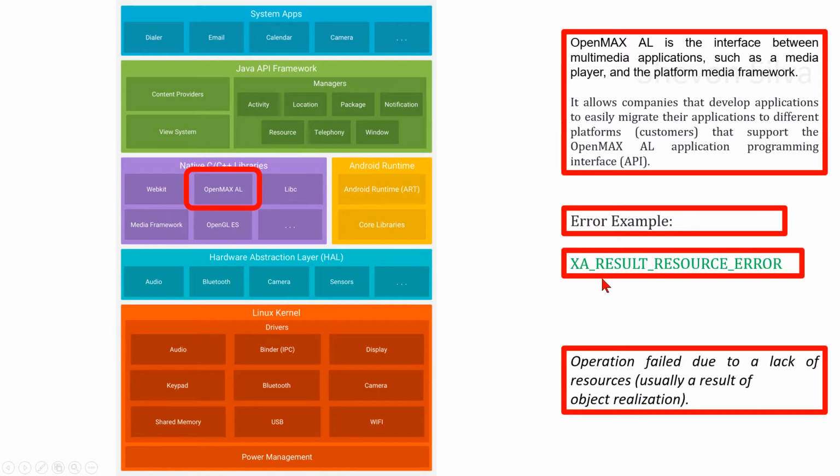As an error example, we can consider XA_RESULT_RESOURCE_ERROR. Operation failed due to a lack of resources, usually a result of object realization.